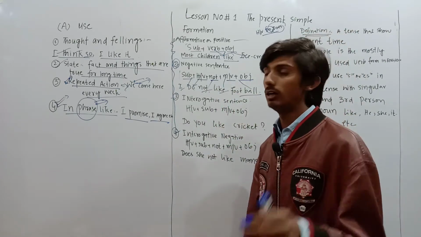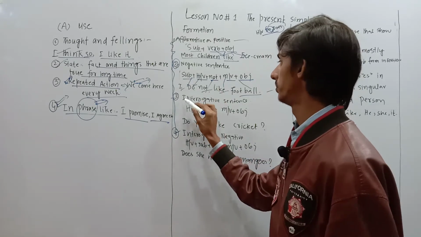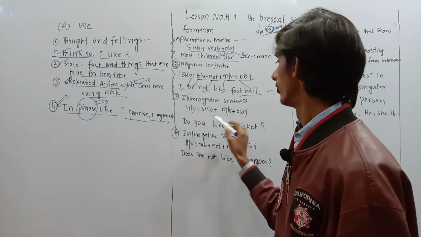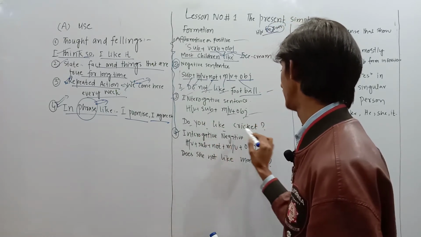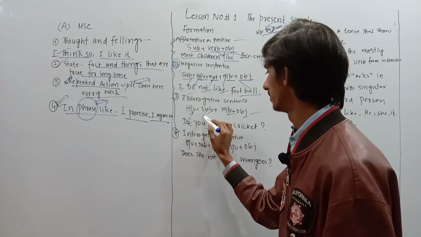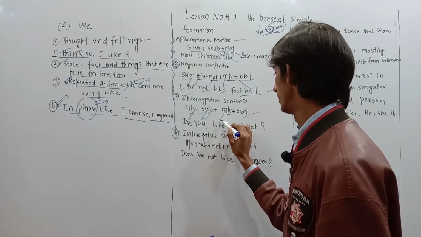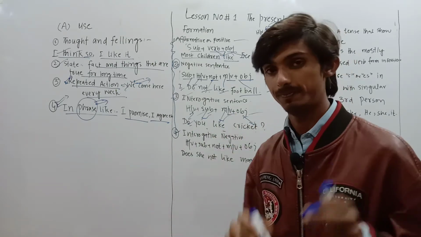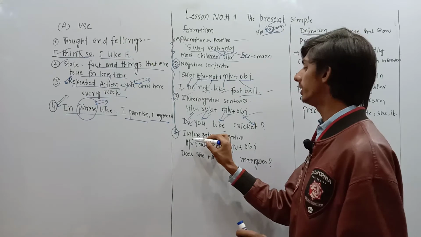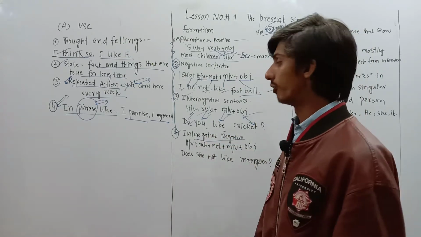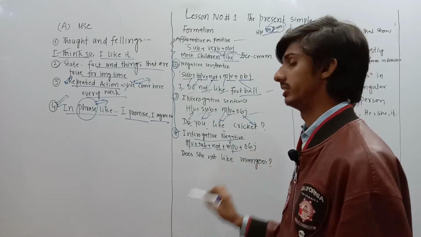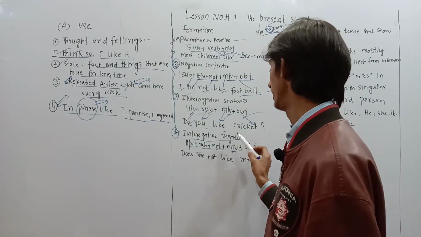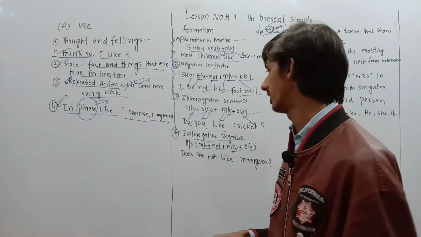The third form of the present simple is the interrogative sentence. The formation is helping verb, subject, main verb, object. Do you like cricket? Do is the helping verb, the subject is you, the main verb is like, and cricket is the object. The fourth form of the present simple is interrogative negative: helping verb, subject, not, main verb, object. This is the formation for the interrogative negative sentence in the present simple tense.